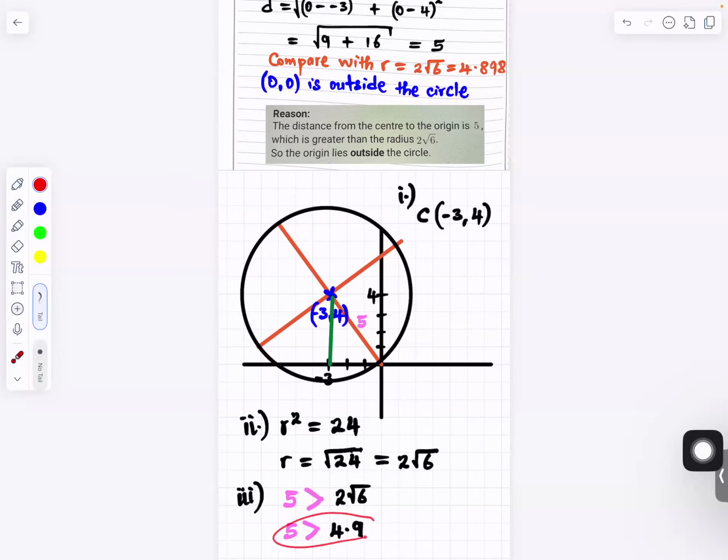So 5 is bigger than 4.9 if you round it up. And that's why the origin lies outside. So that's what you should do to show your working. You don't have to draw the diagram in an exam, but it's good to sketch it to help you understand the question.